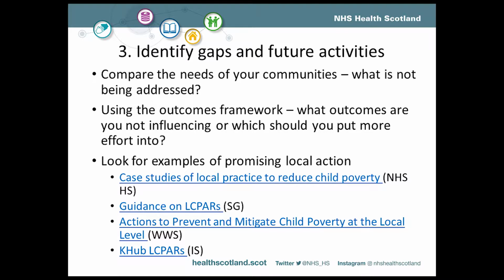So the third activity focuses on identifying gaps and future activities. Through this, really, it's about trying to marry up what you've identified through your local needs assessment with the outcomes planning framework that we've developed, and trying to understand what are the outcomes that you're not influencing just now. Are they outcomes that are important for your local population? And also not just to think about where there are obvious gaps, but actually what are the outcomes that you can maybe put more effort against and try and influence more.